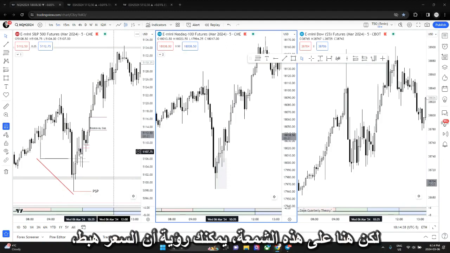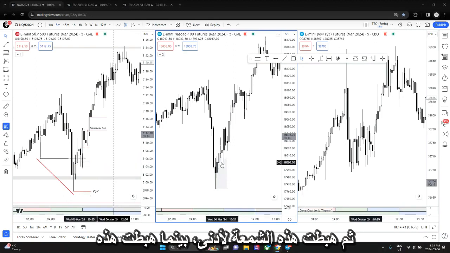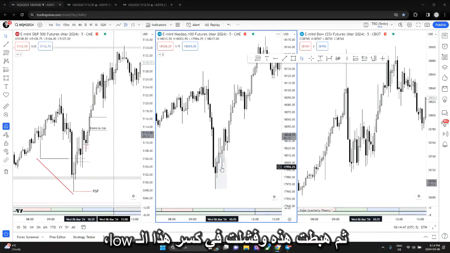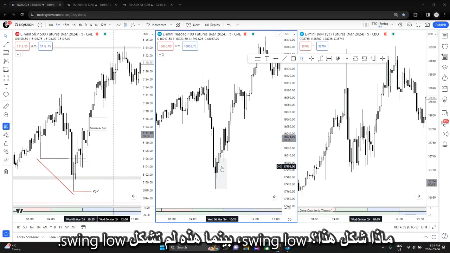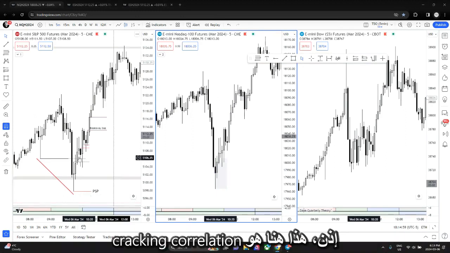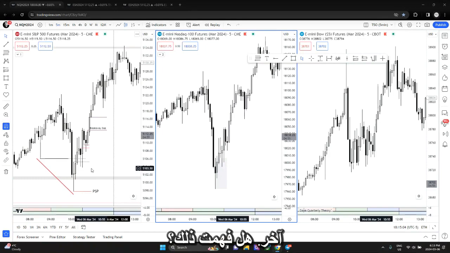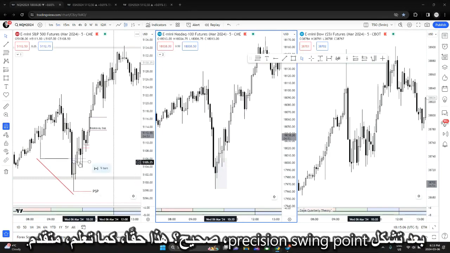But here on this candle, you can see that price dropped, then this one dropped lower, whereas this one dropped and then this one dropped, failed to take out this low, which formed a what? What did this form? A swing low, while this one did not form a swing low. So this right here is another correlation. Did you get that? After the precision swing point is formed, this is really advanced.